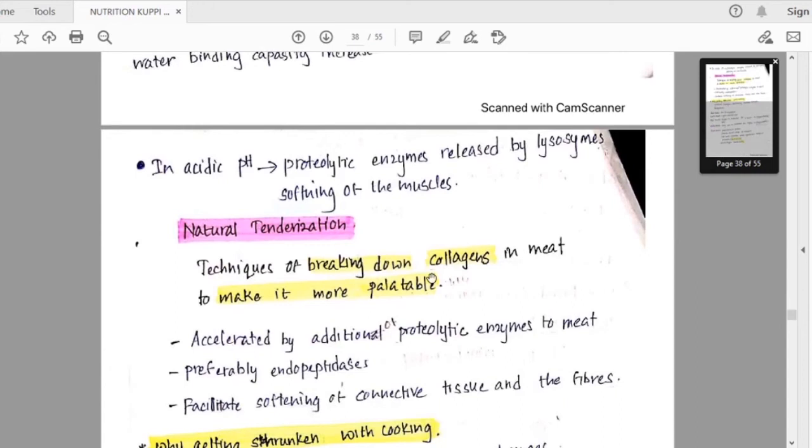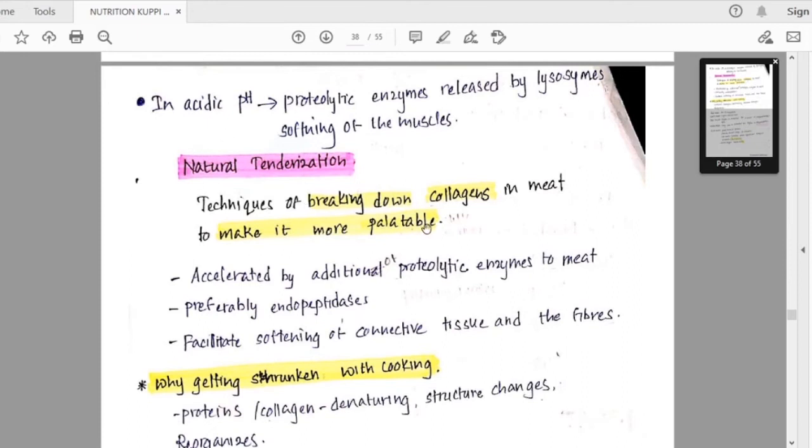Aerobic glycolysis, anaerobic glycolysis. So lactic acid gets produced and the pH reduces. The acidic pH causes the proteolytic enzymes to be released from the lysosomes, and this leads to softening of the muscles. This is the natural tenderization of meat.